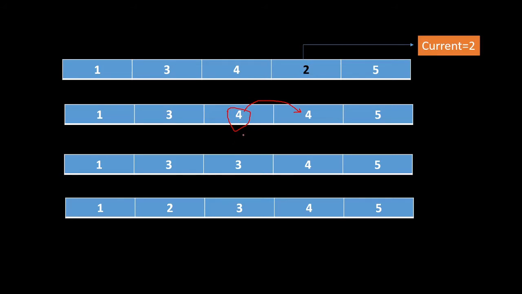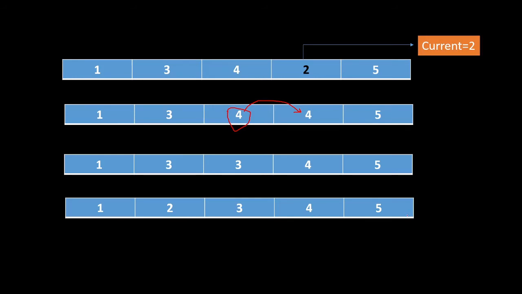Then we will compare our 2 with the 3. We see that 3 is also greater than 2. Then we will move this 3 to the next position, that is 1 plus 1, that is 2. Now we have 3 at position 2. Then we will compare our 2 with the first element. Here it is 1, and 1 is less, so our 2 will be at the second position, right? So we have got the sorted array 1, 2, 3, 4, 5.